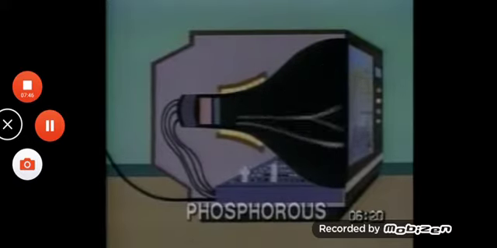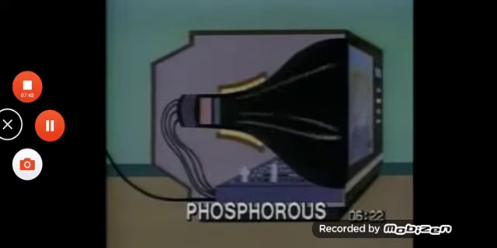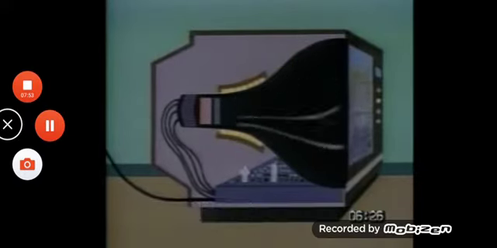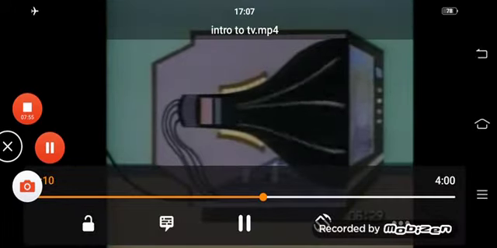The screen is coated with phosphorus, which gives off light when struck by the electron beam. And so you get the same image that was sent out by the original camera. These beams are controlled by the deflection circuit.